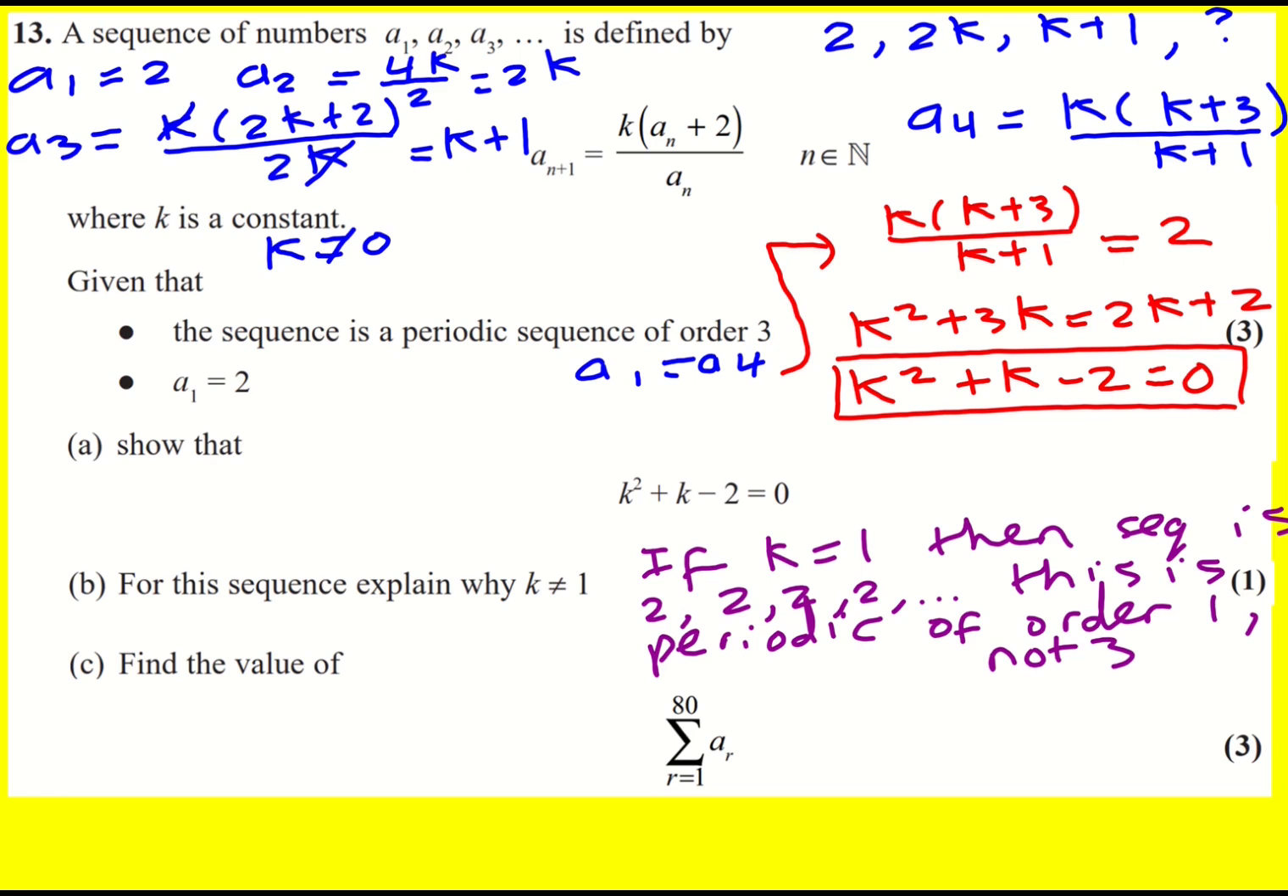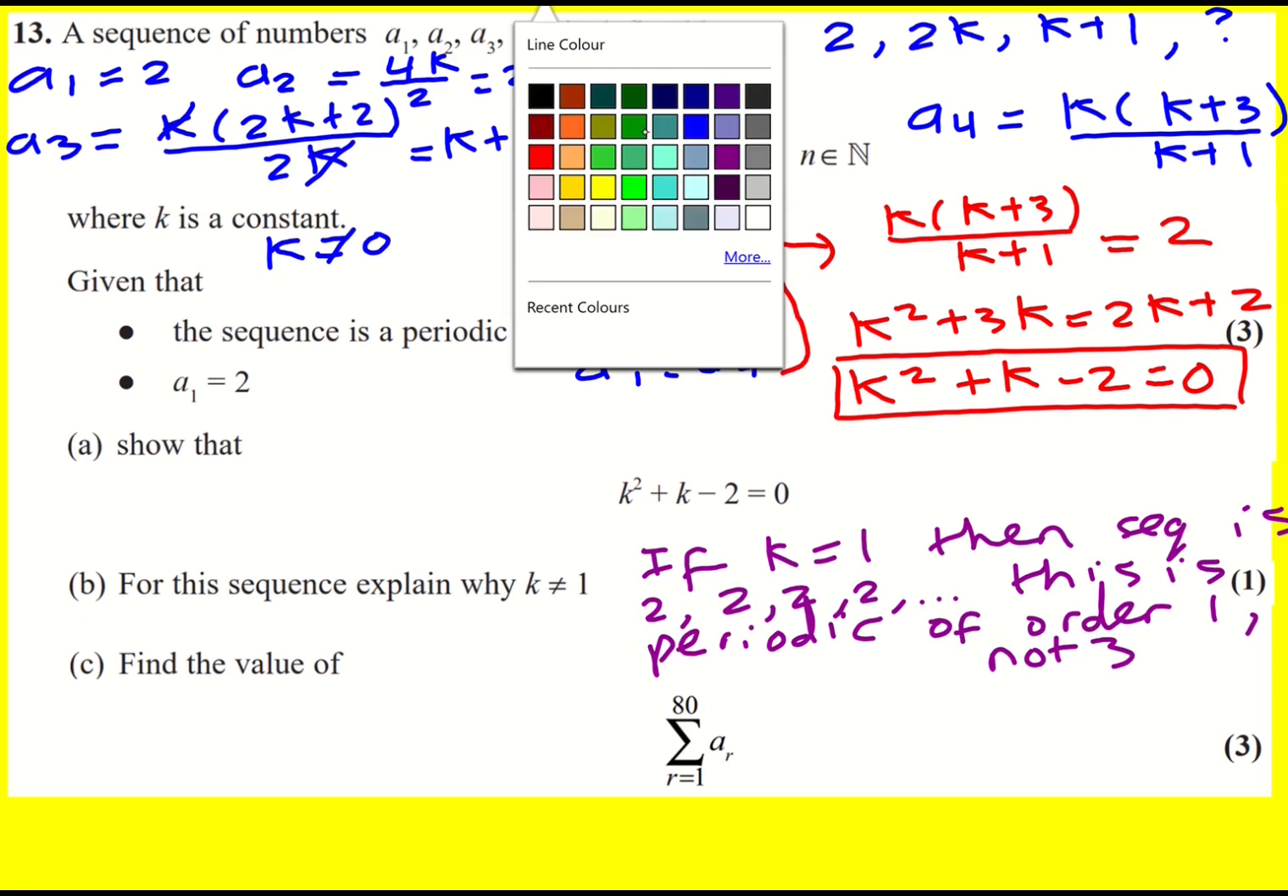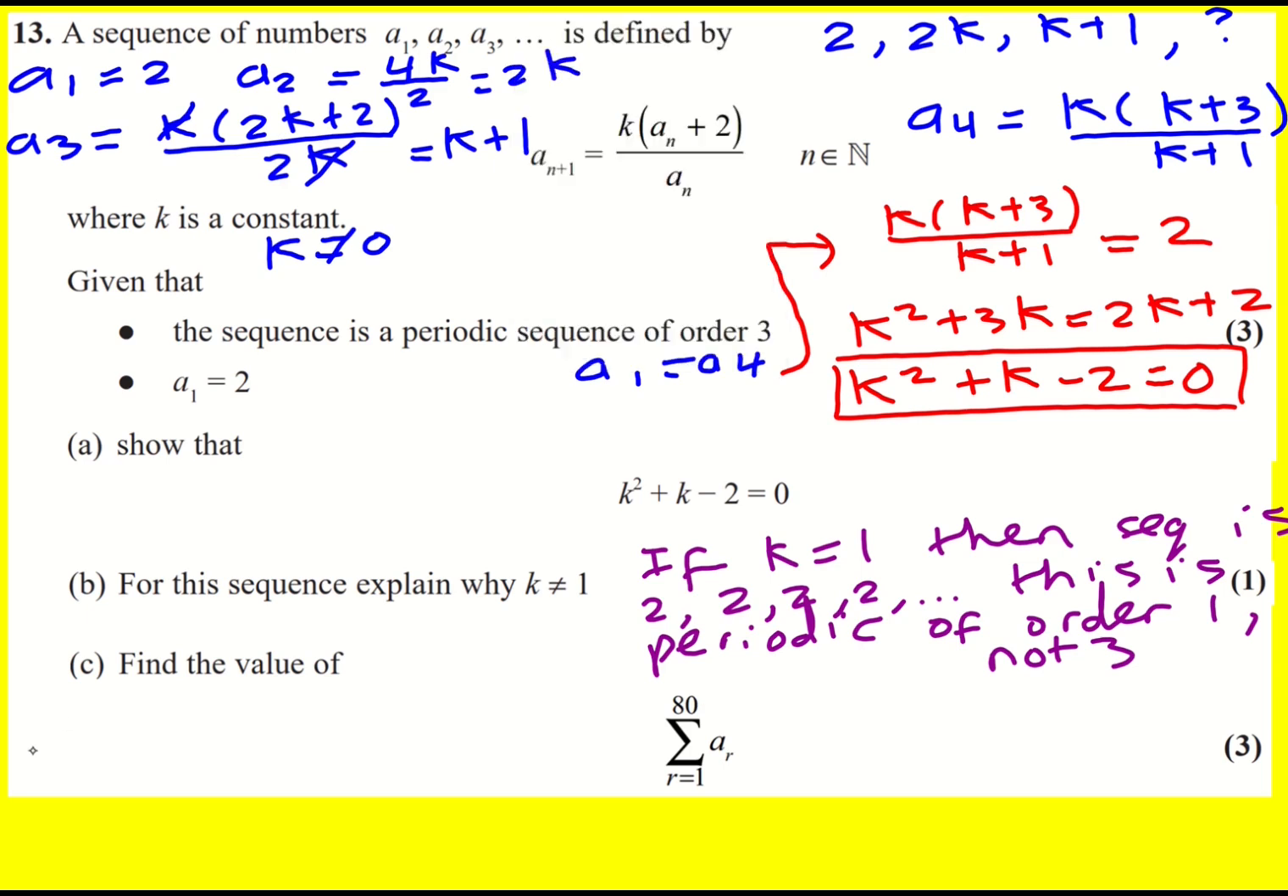Then finally, we're asked to find the value of the summation of the first 80 terms of the sequence. So first up, I'm going to solve my quadratic. K plus 2 times k minus 1 is going to equal 0. So k is minus 2 or 1, but we rejected that one. Part B helped us realize why we needed to reject it, because we don't get a sequence of order 3. Now what happens if I go with minus 2?